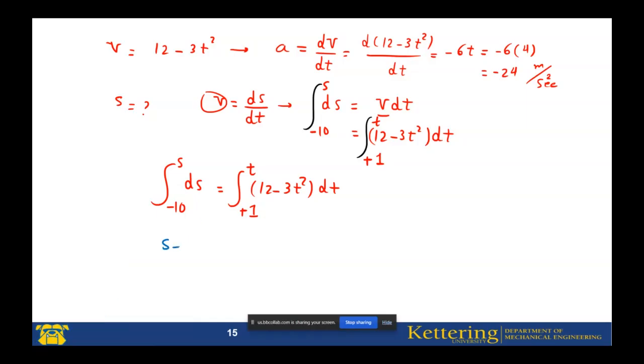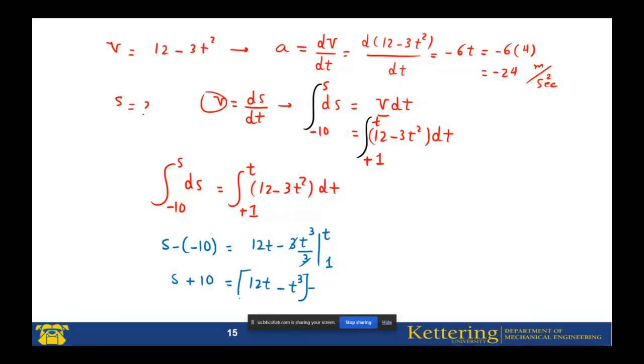This integral will be s minus -10. This integral will be 12t minus 3t cubed divided by 3 from 1 to t. The left hand side will be s plus 10 equal to 12t minus t cubed minus, if I plug in 1 into this equation, it will be 12 minus 1.